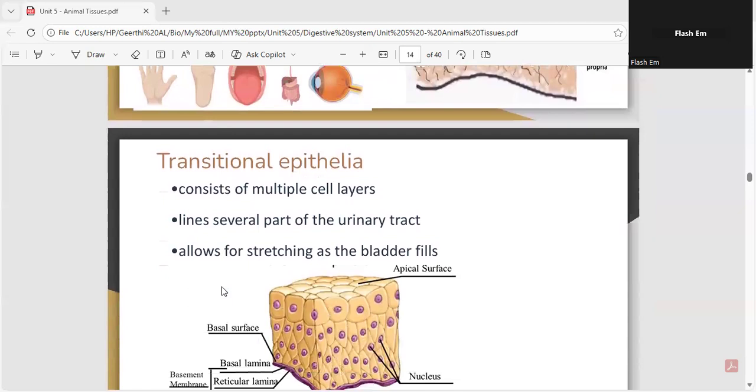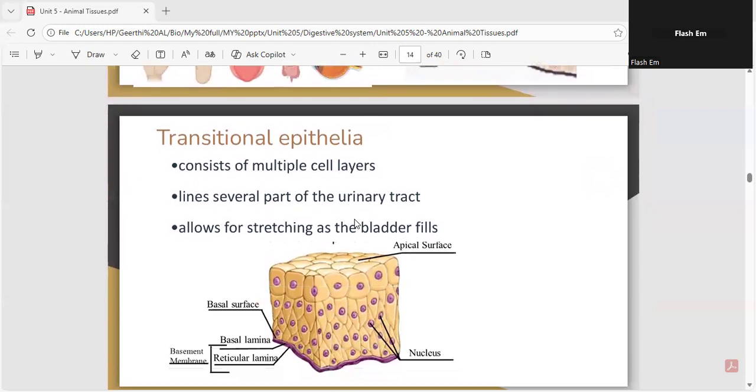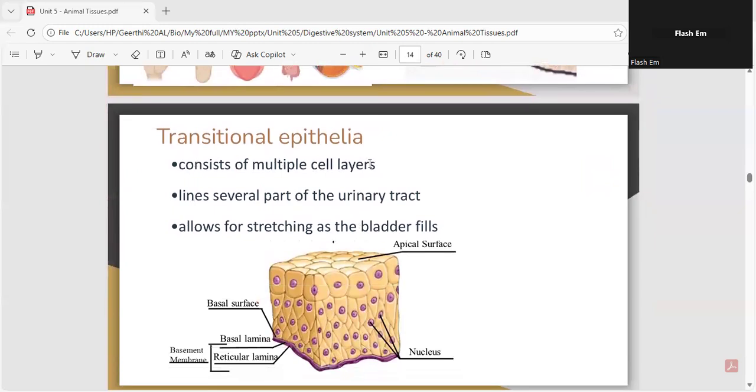When you see the transitional, it is not in your book, but knowing one or two points is important. It consists of multiple cell layers. You know already, because we mentioned in the classification, that compound epithelia have two types: stratified squamous and transitional. It lines several parts of the urinary tract, mostly the bladder. The bladder is mostly made up of transitional epithelia because it allows stretching. The bladder needs stretching when it fills, so that's why this epithelia is found in the bladder.